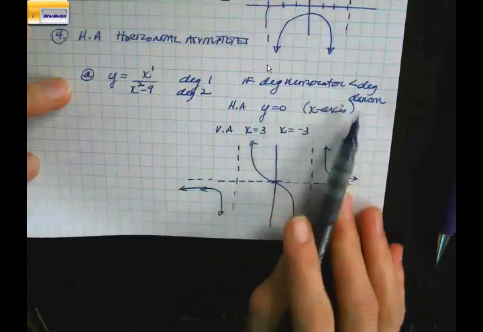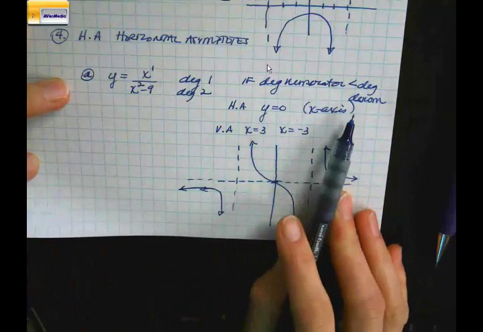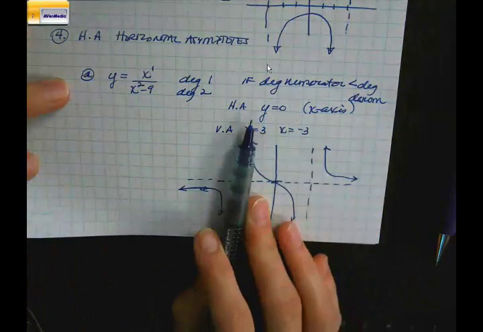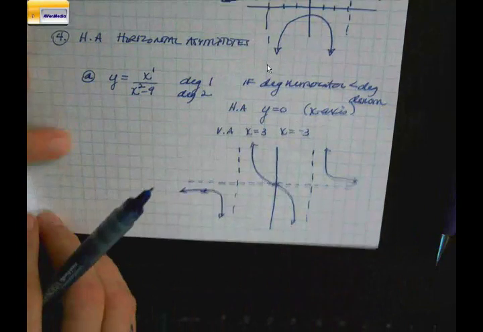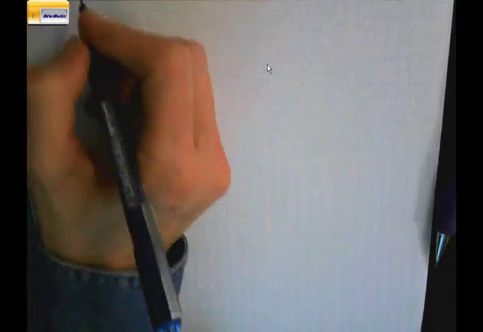Okay? So if the degree of the numerator is less than the degree of the denominator, then you have a horizontal asymptote at y equals 0. Now I'm going to put a part B underneath this 4. Still talking about horizontal asymptotes.